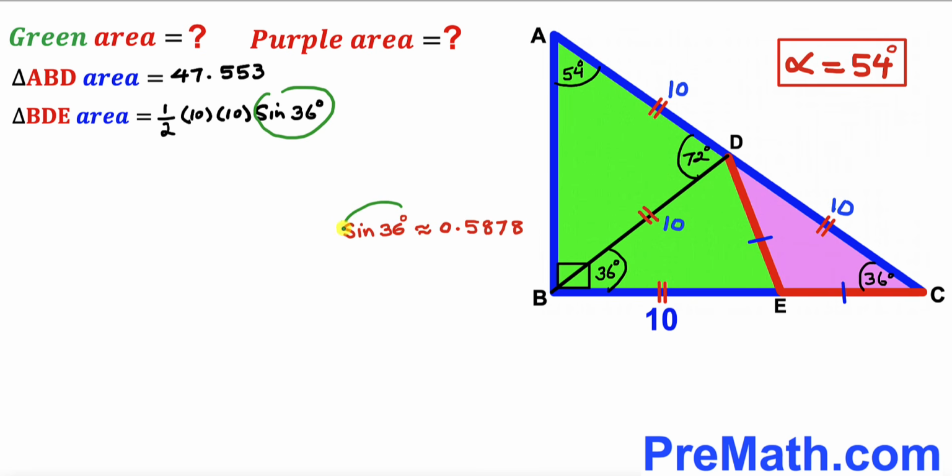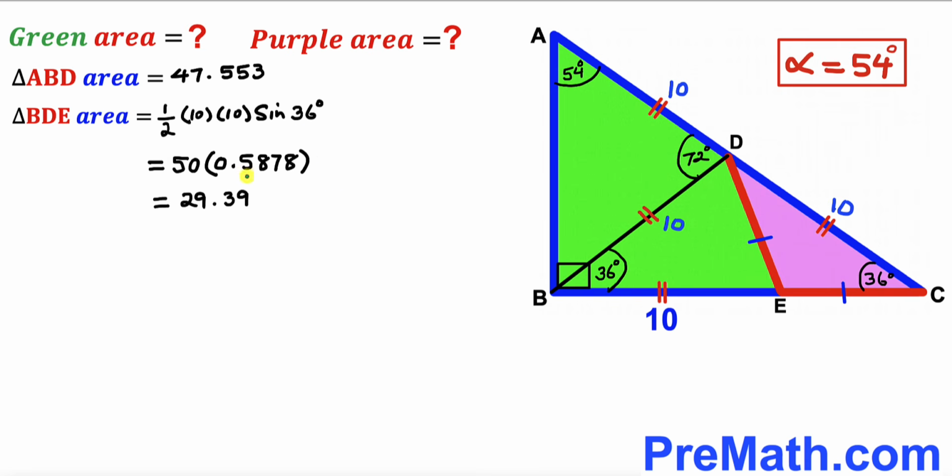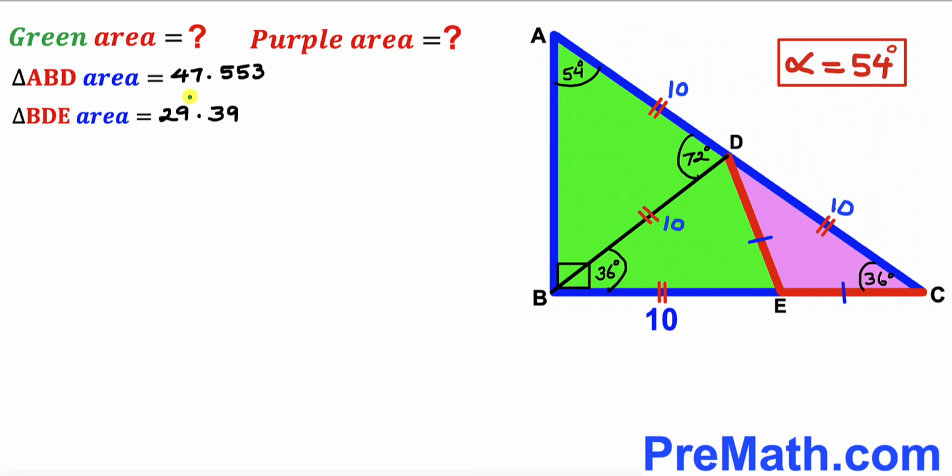And now let's focus on sine of 36 degrees. This is approximately equal to 0.5878. So therefore I'm going to replace this sine of 36 degrees with 0.5878 over here. And now let's focus on these numbers. If we multiply and simplify, that's going to give us 50, as you can see in this next step. And if we multiply, we are going to get 29.39 square units. So thus the area of this triangle BDE turns out to be 29.39.